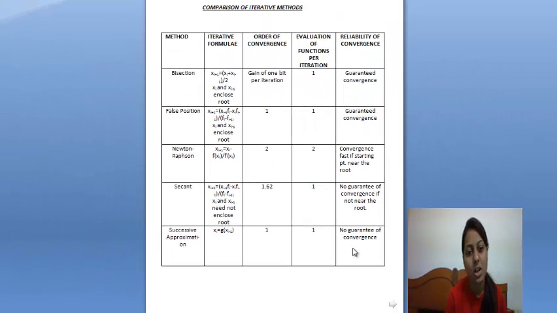So that's all about the comparison of iterative methods.